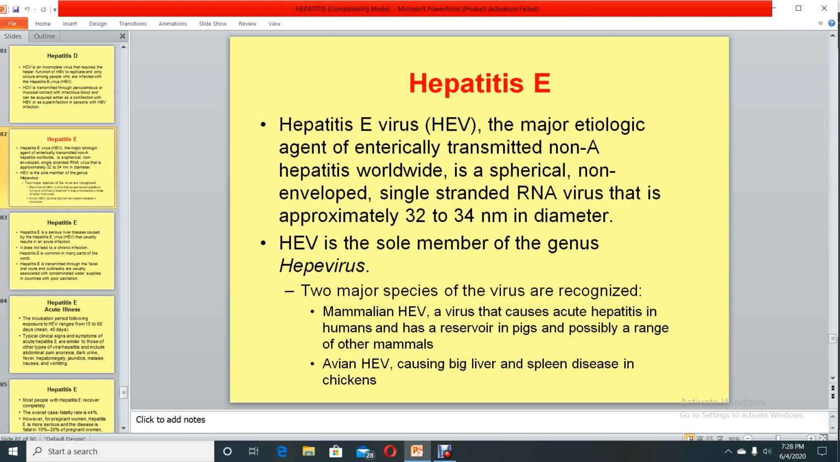Why hepatitis E is important in pregnant women? The important point is that if a pregnant woman is infected with hepatitis E, it is a very severe infection. It can cause abortion. It can cause destruction of the liver. It can cause acute fulminant hepatitis in pregnant women. Hepatitis E is the virus which is important in pregnancy.